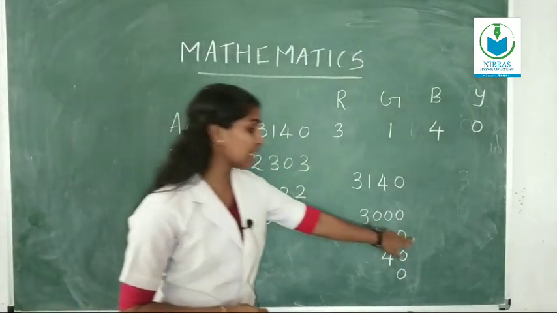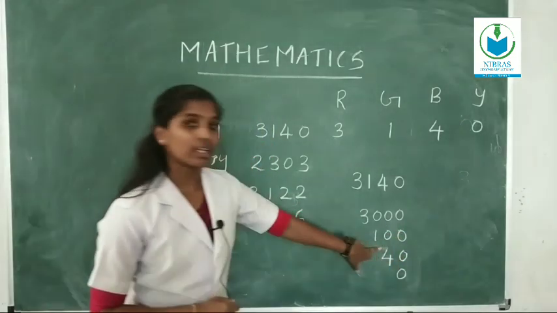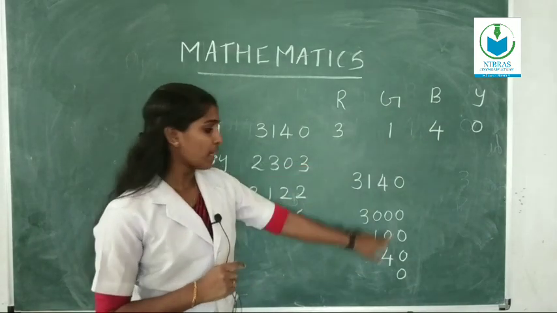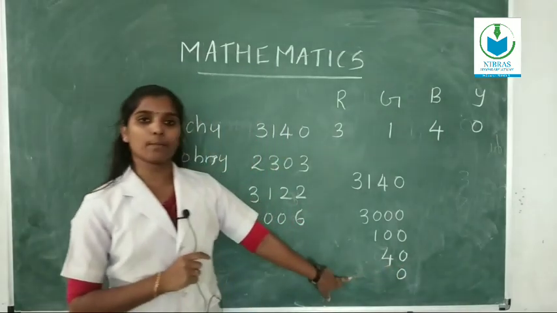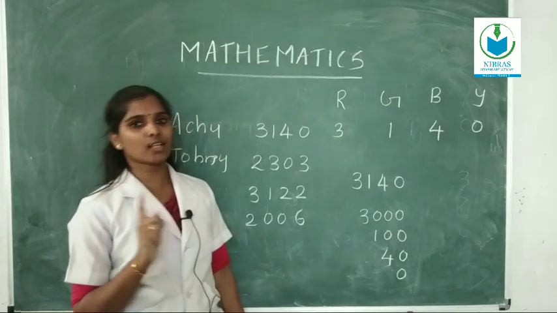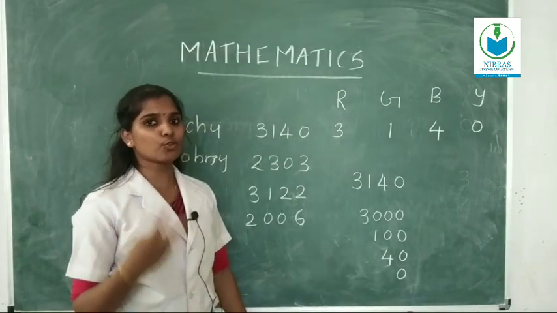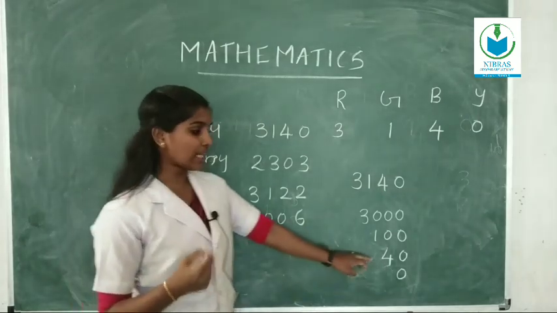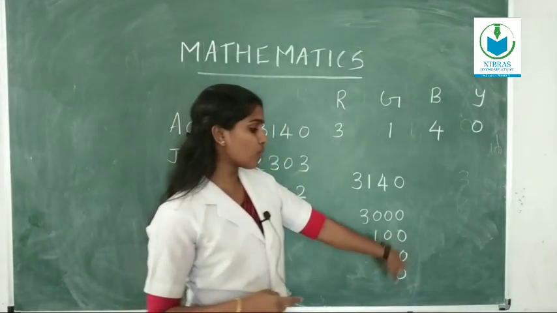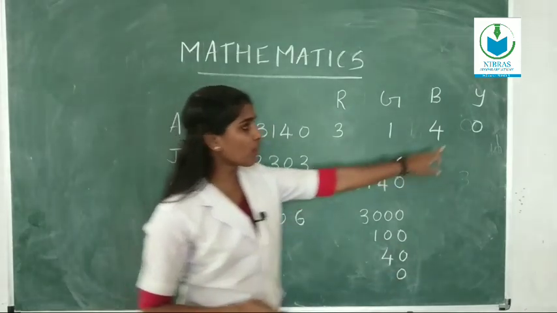Then 100. How many green cards make the point 100? Yes, 1 green card is equal to 100. So here write 1. Then the third one, 40. How many blue cards make 40? 1 blue card is equal to 10. 2 blue cards is equal to 20, then 3 is 30, and then 4 blue cards is equal to 40. So here write 4. And the last one, 0 yellow cards.